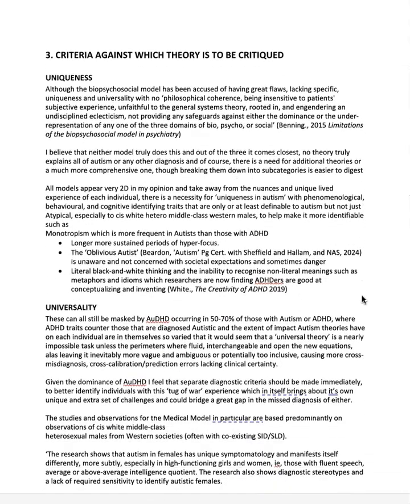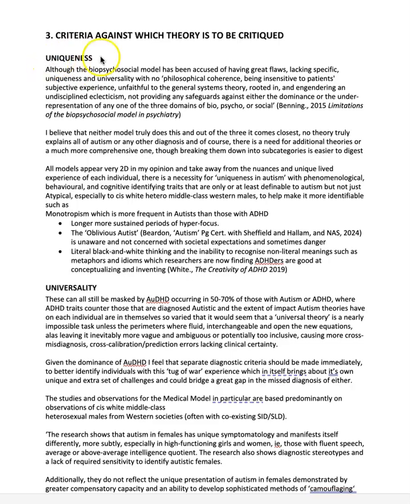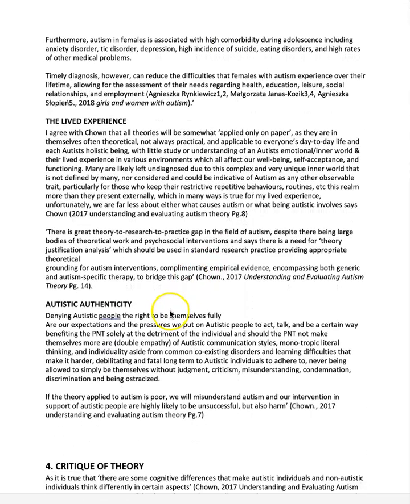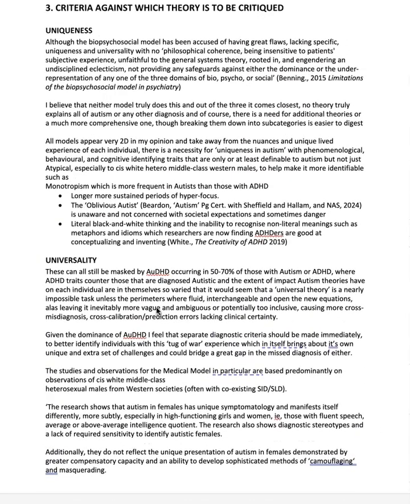And then you want me to read, I think, the criteria against which theory is to be critiqued. Now, this is actually where you can save some words, because you can literally have this whole section, uniqueness, universality, and the lived experience, and autistic authenticity, literally just in one paragraph, and just refer to Regenta and Mitchell.